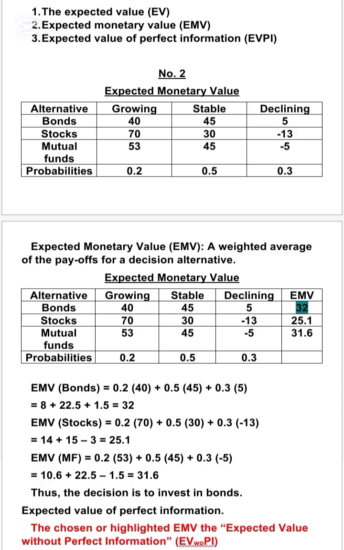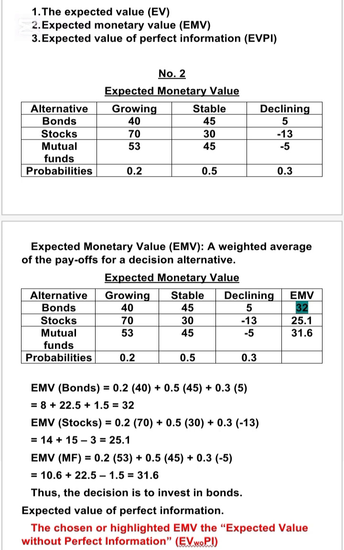So when we're talking about expected value, you can see it there. Mostly we'll find three things. It's not the way you see it arranged. First of all, it's the expected monetary value, which also doubles as the expected value without perfect information. Expected monetary value is called EMV, and expected value without information is called EV, subscript WO PI.